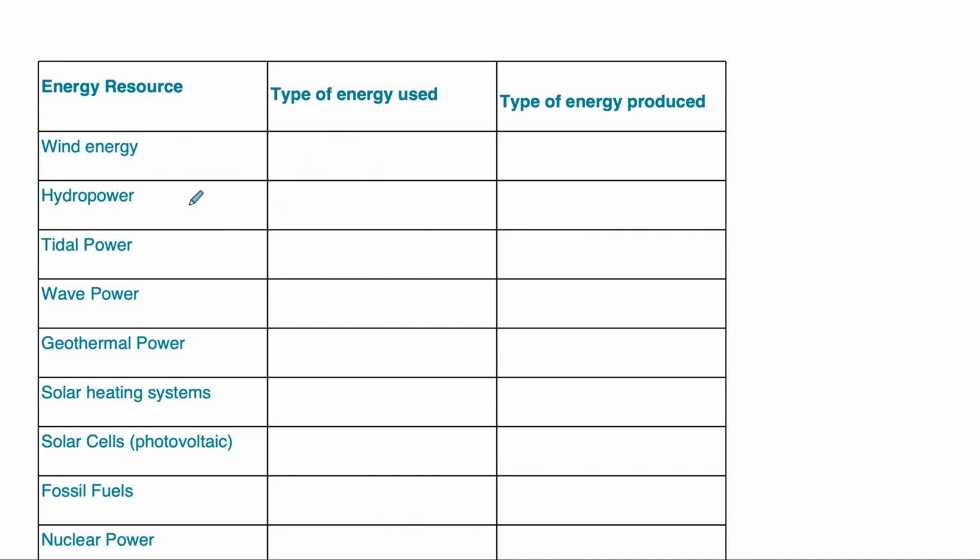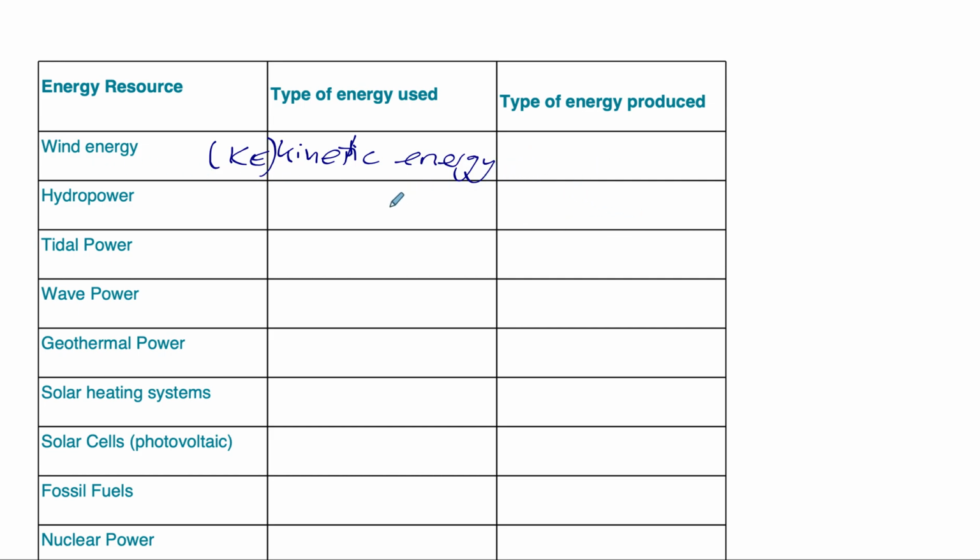Let's get started with wind energy. So wind energy uses moving air. That means it relies on the kinetic energy, also abbreviated as KE. I'll write that here. Yeah, my handwriting, I know, is not very good on this tablet at all.